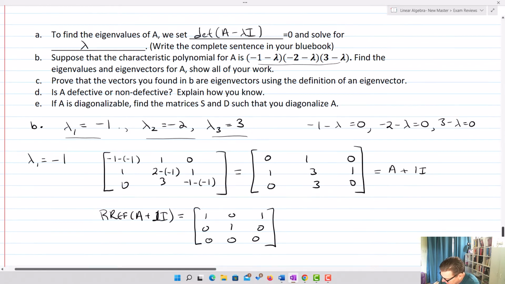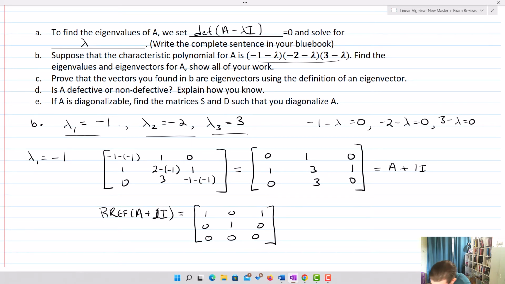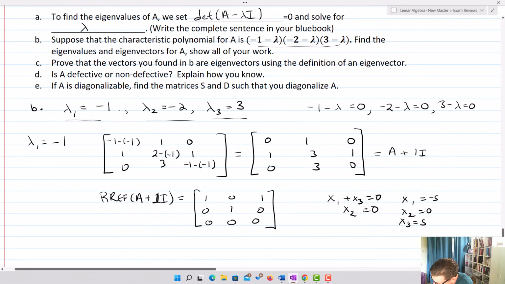So that tells me that x3 is going to be free. I get x1 plus x3 equals 0, and x2 equals 0. If I let x3 equal s, x1 will equal negative s, x2 equals 0, x3 equals s. So the basis for my null space, and consequently my eigenvector v1, is the vector negative 1, 0, 1.